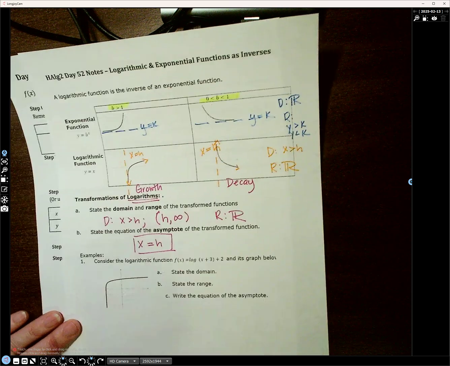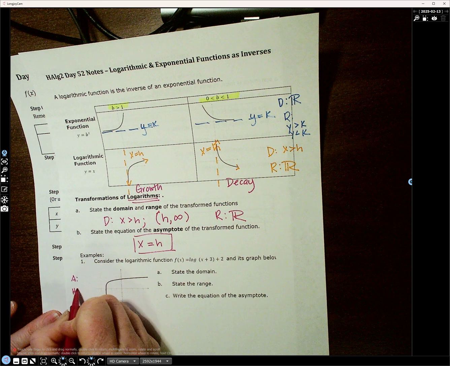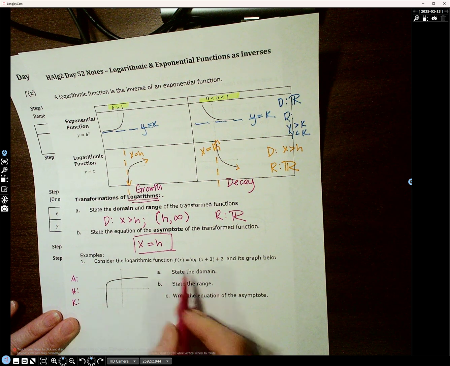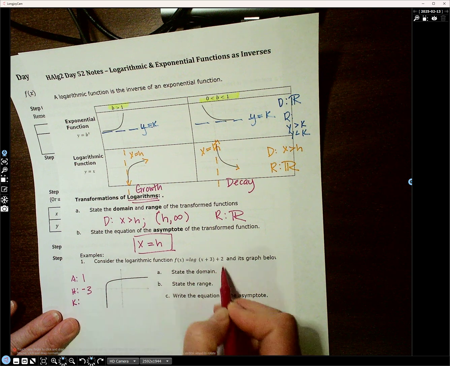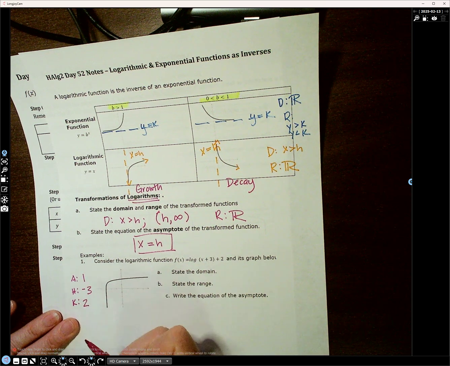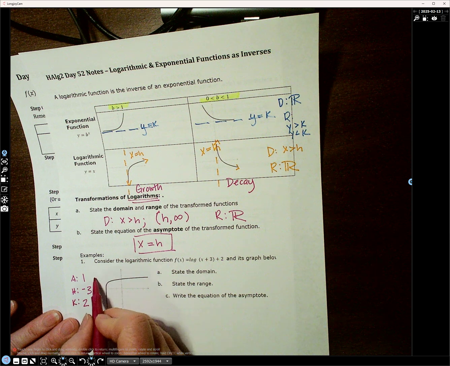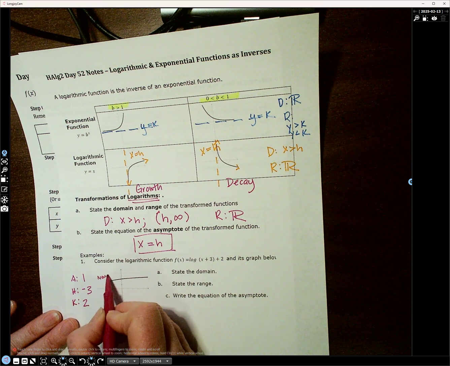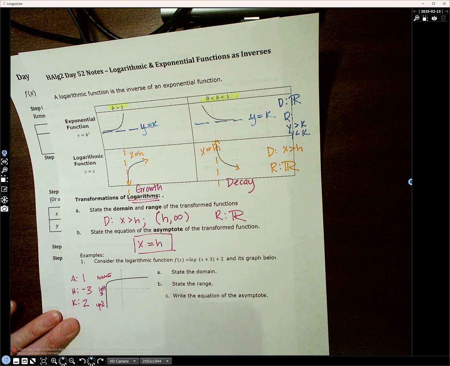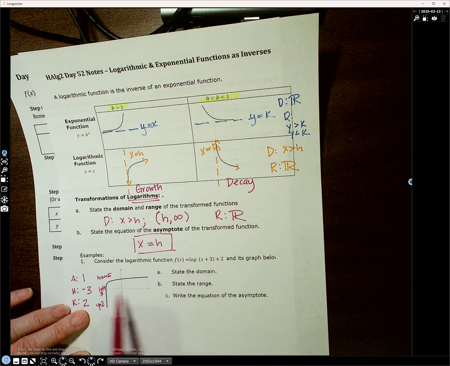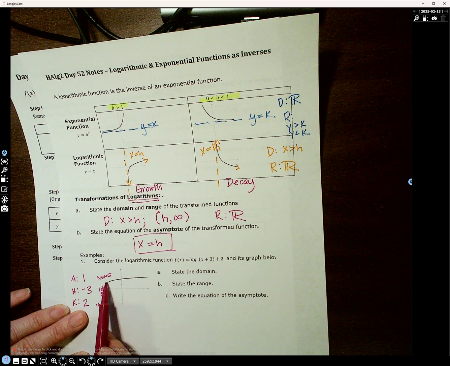Okay, we're going to consider this log. Whenever you're looking at a log, you think A, H, K. And we see that A is 1, H is -3, K is +2. So when we're talking about transformations, there is no transformation according to A. This is left 3, and this is up 2. So this graph has shifted left 3, up 2 with no A shift.